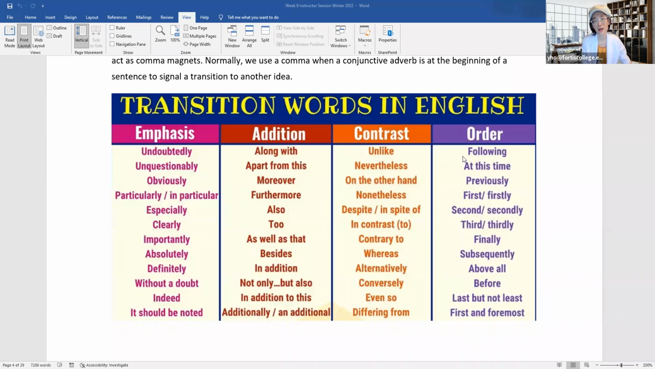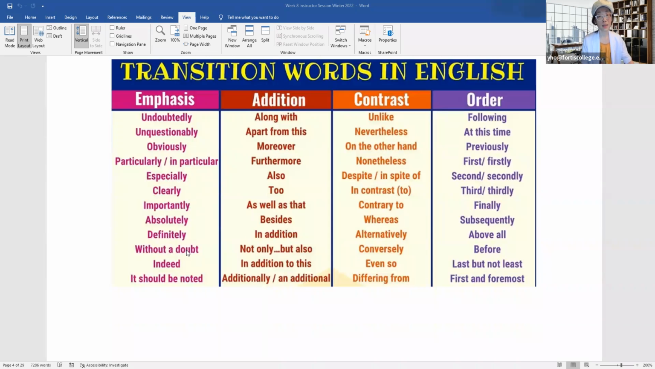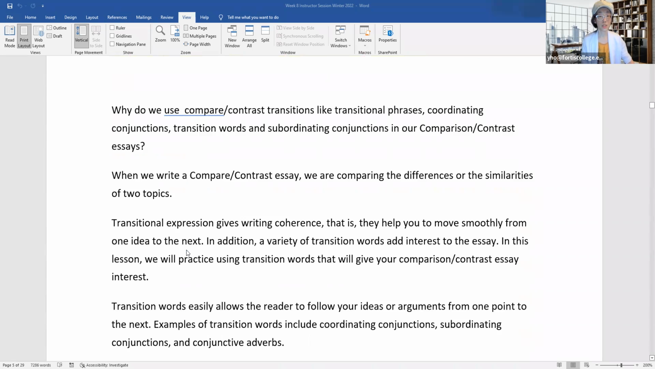So if I were to say, John washed his hair, no, Jan washed her hair, then she went to bed, or something like that. So then you could say next, or following, next, okay, for this order. Emphasis is also very similar to and. So instead of saying and, you would say undoubtedly, unquestionably, obviously, clearly, okay. So many different ways of saying your coordinating conjunctions.